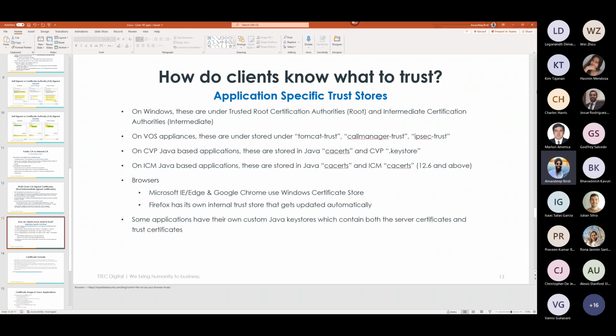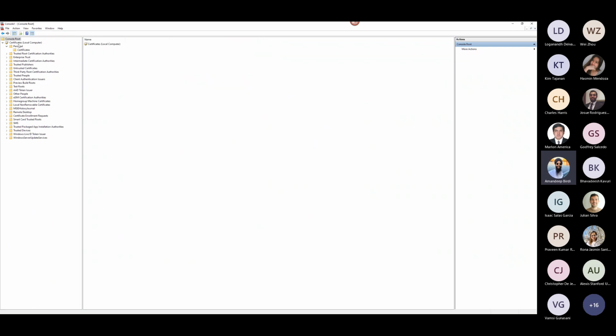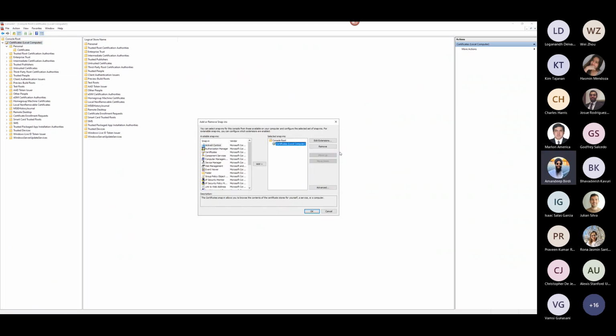All right, so the next piece: how do clients know what to trust, right? This is the most important piece, in a way. This is where a public CA signed or internal CA signed cert comes into play. You can even put self-signed in here and make it trusted, right? But let's start with Windows. So you guys have all done this. I'm going to remove this, start fresh.